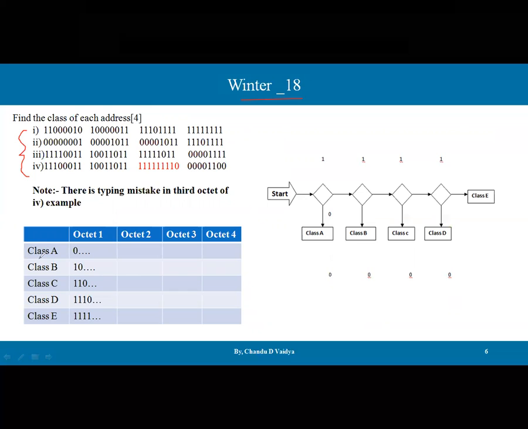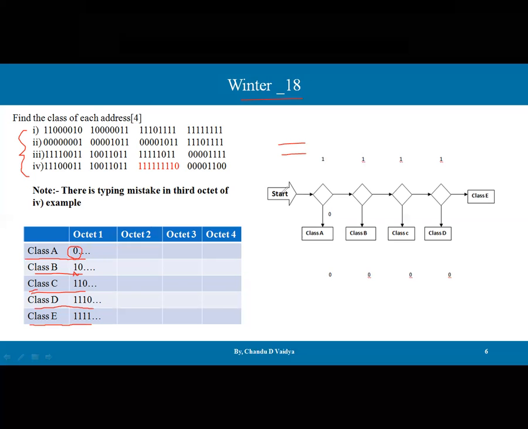For class A, if the starting bit of the first octet is 0, blindly say that this belongs to class A. If the first bit is 1 and then 0, it is class B. If it is 1 1 0, then it is class C. If the first octet in any IP address starts with 1 1 1 0, it belongs to class D. And the last one, if all 4 bits are 1, then it belongs to class E. There is a simple funda.